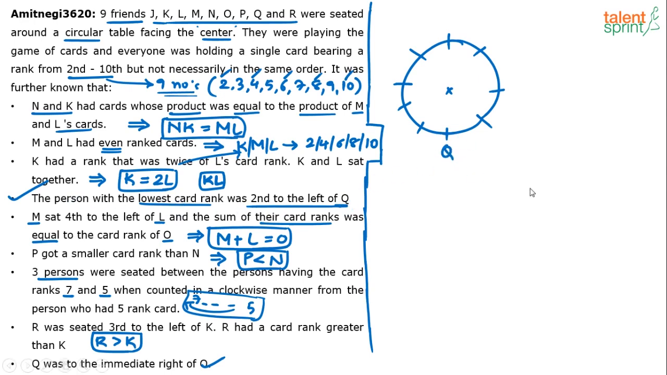Let's assume Q is seated here. The person with the lowest card rank, what is the lowest card rank? 2, was seated second to the left of Q. What is left of Q? Clockwise. So first and second, this would be second card. Remember, first and second. Second to the left of Q.